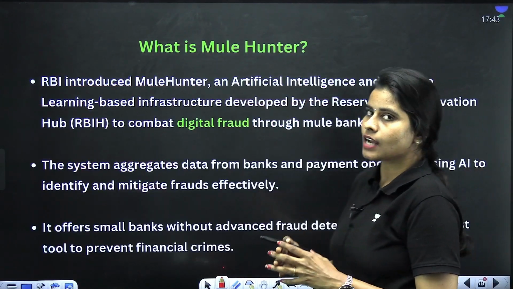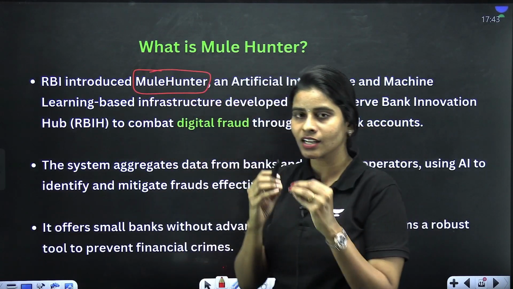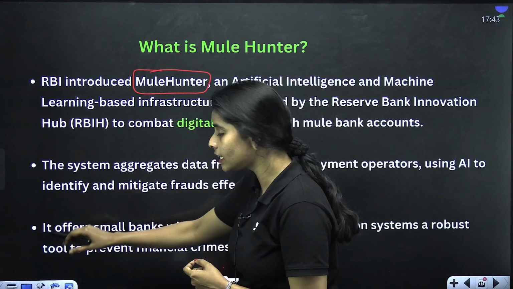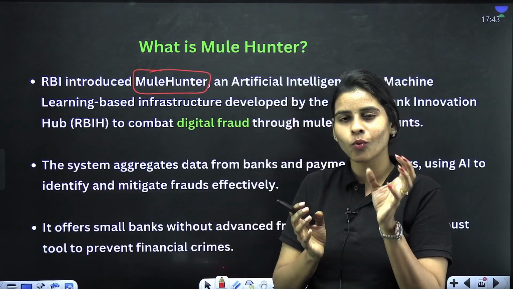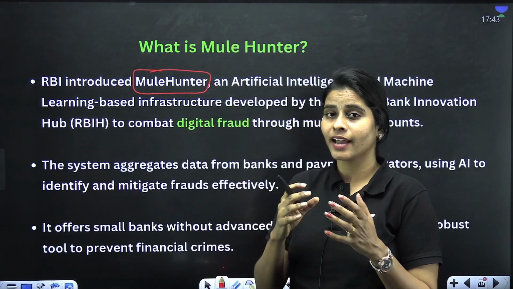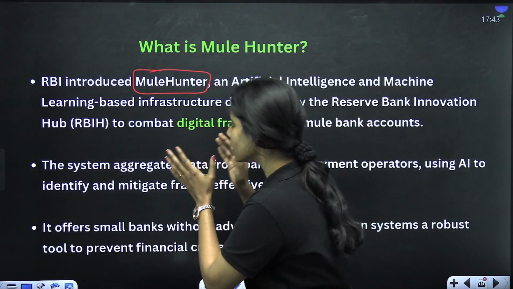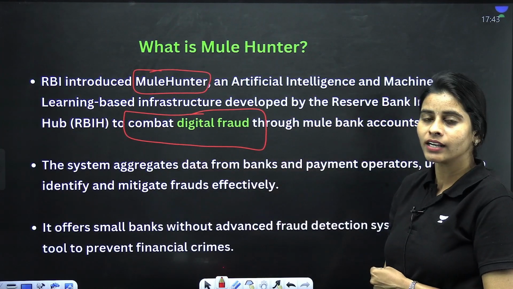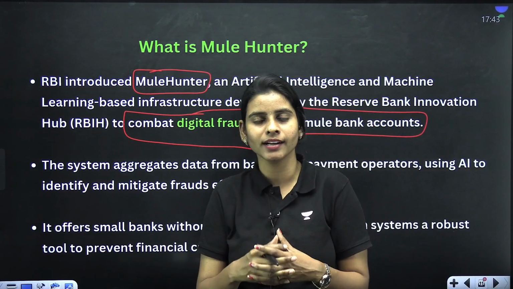Okay, and then RBI has also introduced a very important thing called Mule Hunter. So this is nothing but an artificial intelligence and machine learning based infrastructure which is going to help especially small banks to target and attack mule accounts. We know what is meant by mule accounts, right? Fake accounts being used for making illicit transactions, and that is a very big problem happening right now in the banking sector. So this is an artificial intelligence based initiative which is mainly aimed at combating digital fraud, right? And that is mainly happening through mule bank accounts. So this is one such initiative made in the recent MPC meeting.